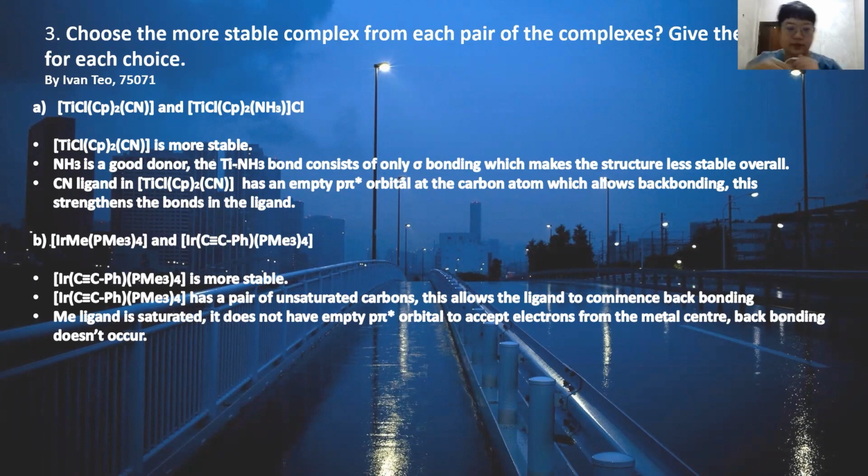In the second pair, the difference between these two complexes is that one has alkyne and another has methyl. The complex that is attached to phenylethyne is more stable because phenylethyne is an unsaturated ligand. This allows room for back bonding to occur, whereas the methyl ligand in the other complex is saturated. This does not give them the empty orbital required for back bonding, thus it is less stable overall. So that's all from me. I'll pass this on to the next person. Thank you.